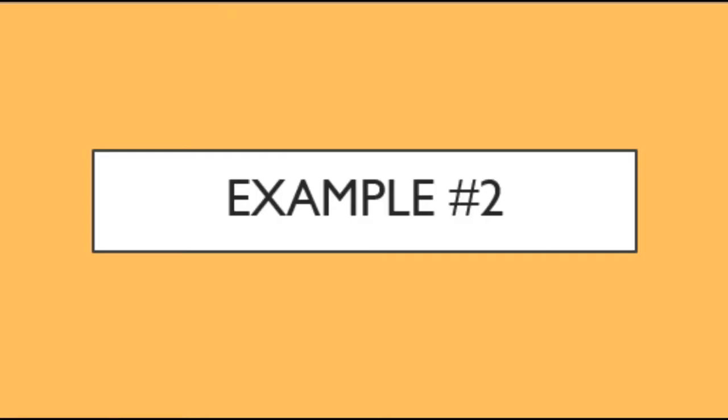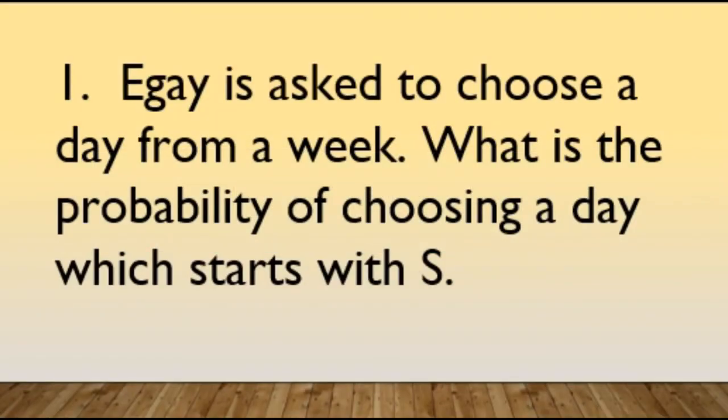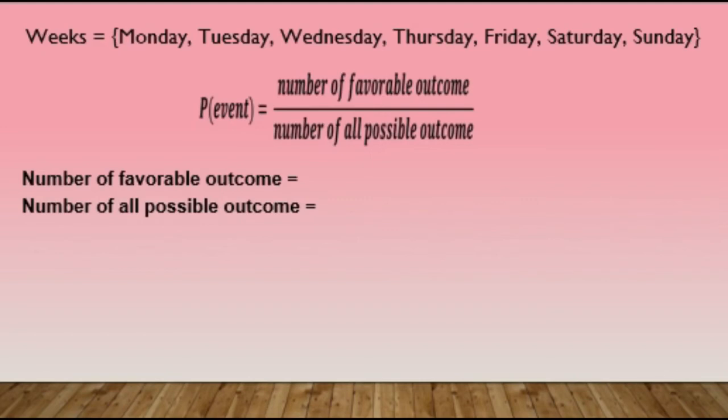Example number 2. A guy is asked to choose a day from a week. What is the probability of choosing a day which starts with S? So in a week, we have 7 days: Monday, Tuesday, Wednesday, Thursday, Friday, Saturday, and Sunday. So the number of all possible outcomes is 7. Okay? And since we are only referring to a day which starts with S, that is Saturday and Sunday. So the number of favorable outcomes is 2. So P of S is equal to 2 over 7.